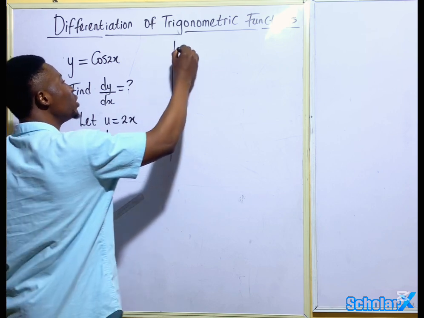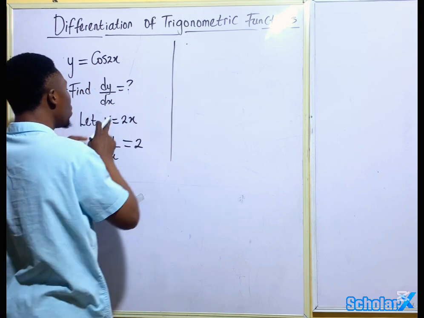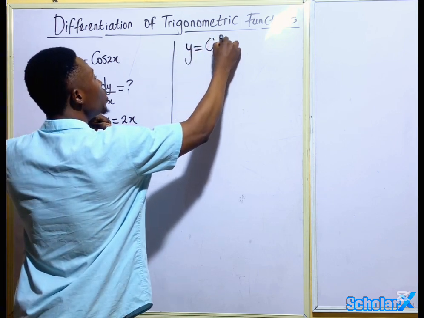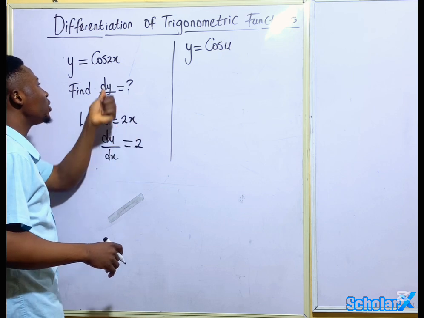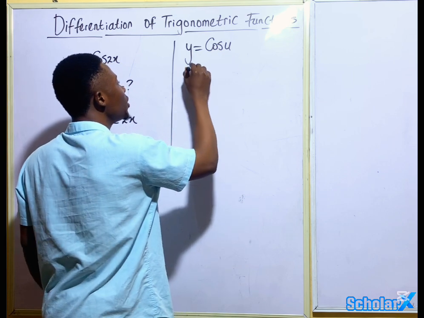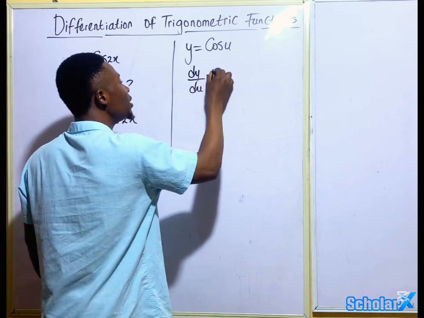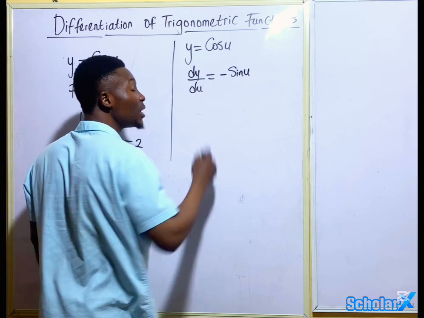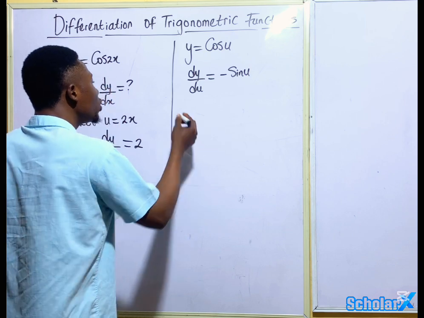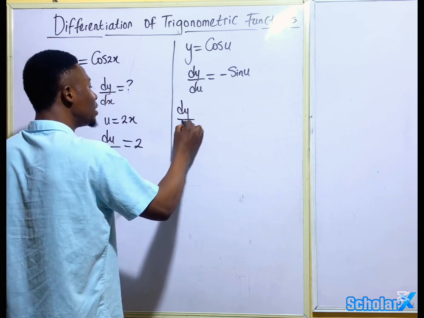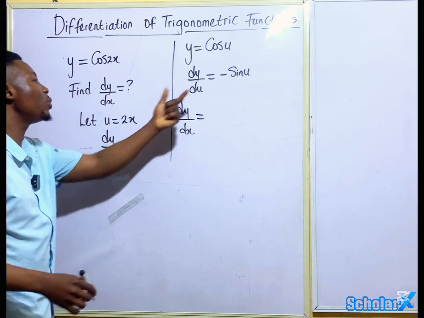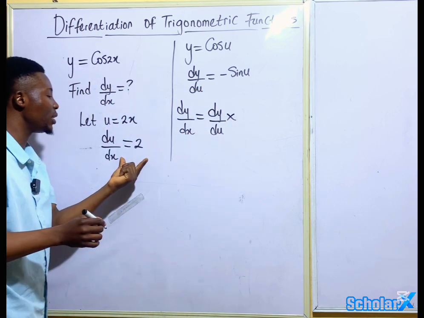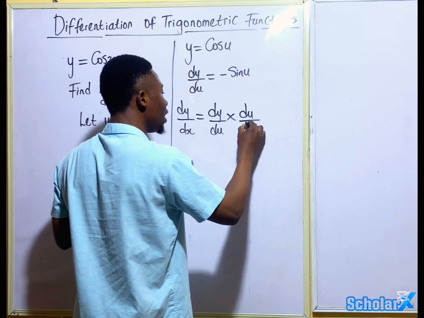And don't forget, you said that u should be equal to 2x. So it means that y itself is now going to be cos u, because you have replaced this 2x with u. So differentiate y with respect to u, you're going to have dy/du is equal to, if you differentiate cos, you're going to have a negative sign, minus sine u. Now, what's going to be your dy/dx? Your dy/dx, finally, which you're looking for, is going to be dy/du, what you differentiated here, multiplied by what you differentiated here, which is your du/dx.